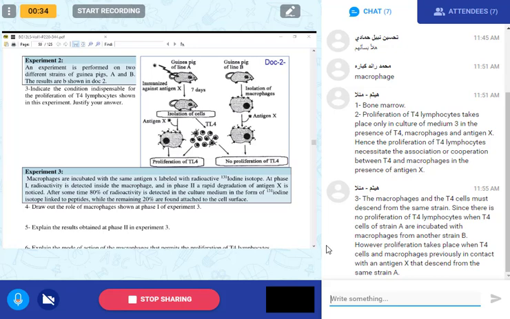They should be from the same strain so they can bind together. Okay?